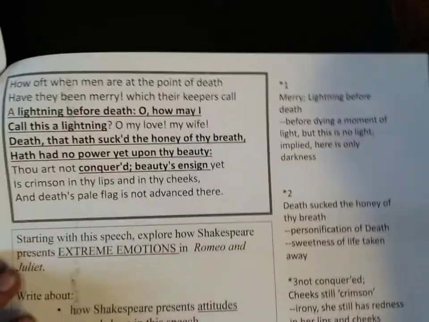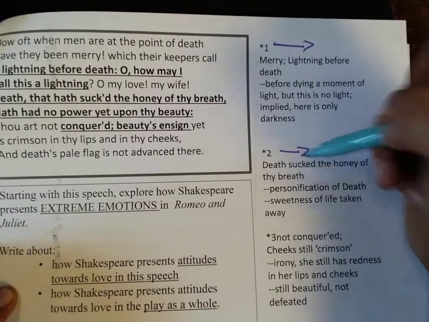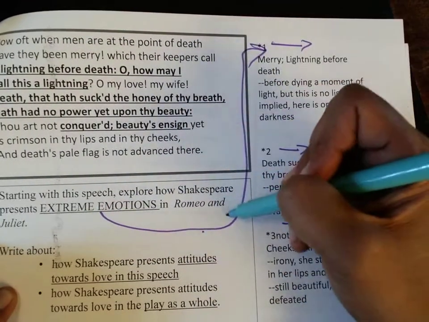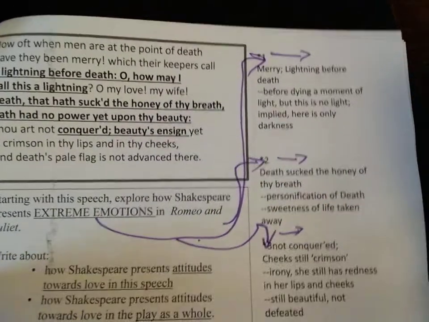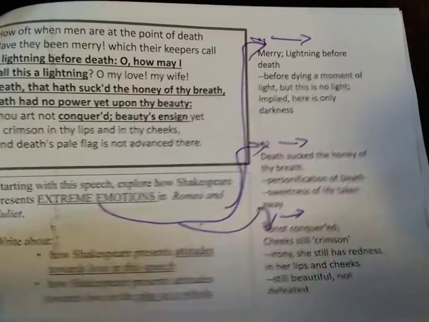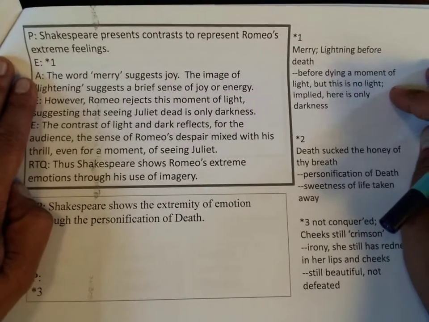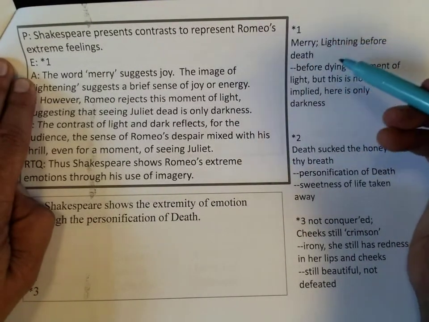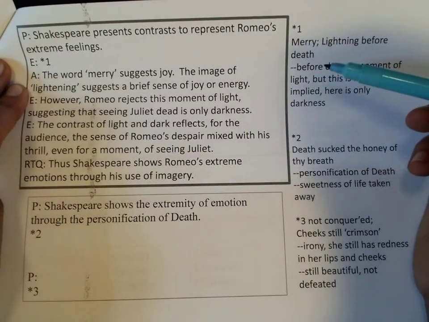And I'm just sketching out my notes on what those phrases might mean. And then my job is to develop one topic sentence for each of these. How are extreme emotions shown? 1, Shakespeare shows extreme emotions. 2, Shakespeare shows extreme emotions. 3, just getting those 3 down. I do this very quickly, and I'll just give you one example. So, Shakespeare presents contrasts to represent Romeo's extreme feelings. I'm going to use all this evidence, but I'm going to integrate it, and I'm not showing that here. That's something you've got to work on.